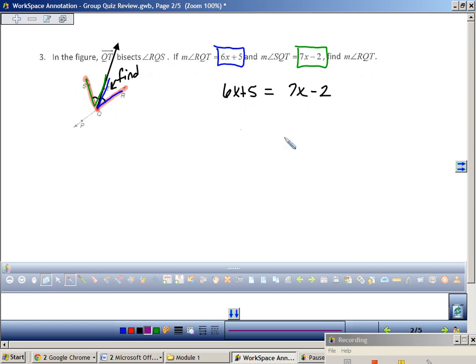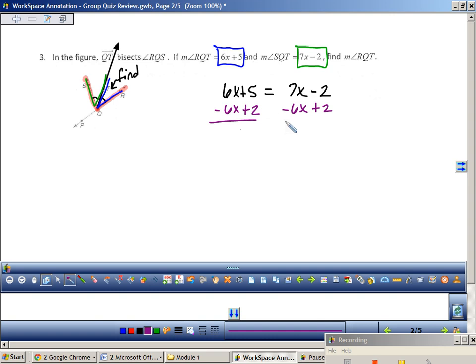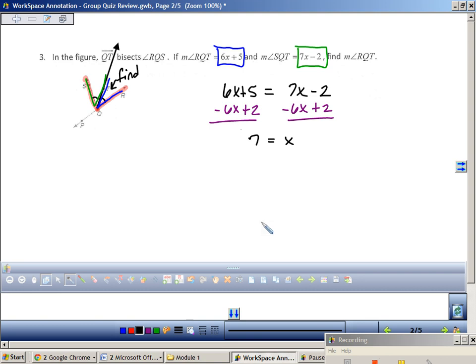Which one's bigger? Who are we going to move? Which one would be easier to move, 6x's or 7x's? 6x's. 6x's is much easier to move than 7x's, right? So let's move 6x's then. We decided we're going to put x's on this side, therefore we need to put constants on the other. Alrighty. So this becomes 7 equals x, right? Am I done? Yeah, I'm done.